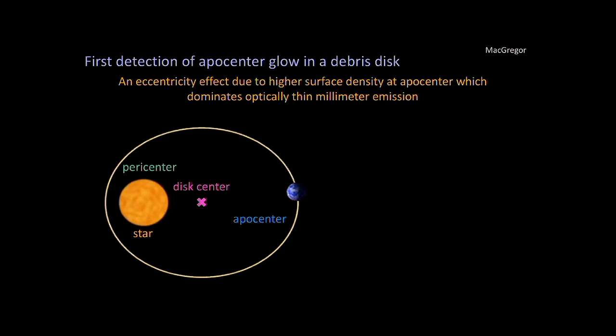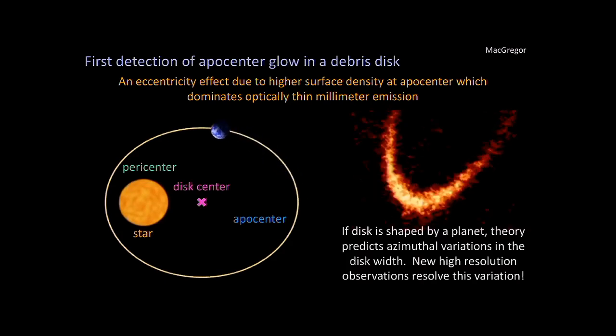We can push that further, actually, and say that if there really is a planet sculpting this disk, I would expect the width of the disk to not be the same all the way around, right? It's going to vary azimuthally. You can imagine a planet might make the orbits what we call apsidally aligned, where they nest at their pericenter point and then have these orbits that extend out at apocenter. So we might predict that the width should vary. And by looking for that width variation, which we can do with ALMA, we can place some interesting constraints on the dynamics of the system.